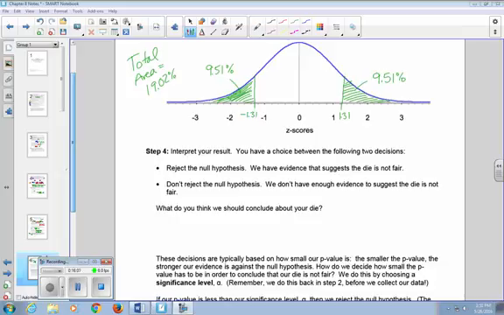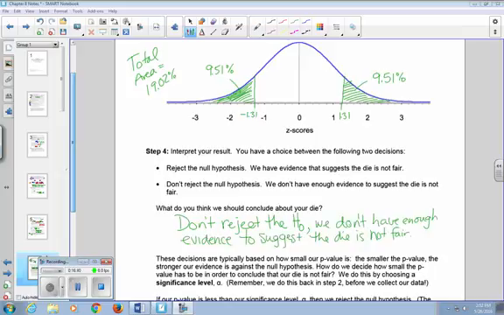So you've got to look at your p-value. Keep in mind, the smaller the p-value you have, the more evidence you have to suggest that the die is not fair. In other words, that you should reject the null hypothesis. So again, small p-values are rare if your null hypothesis is true. So in our case, it looks like we should not reject the null hypothesis. We don't have enough evidence to suggest the die is not fair. Right, so again, we're saying that we don't reject the null hypothesis. In other words, we don't have enough evidence to suggest the die is not fair.